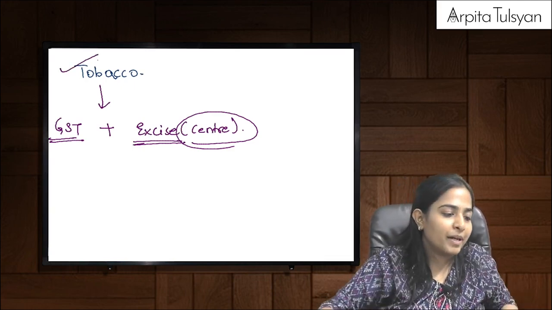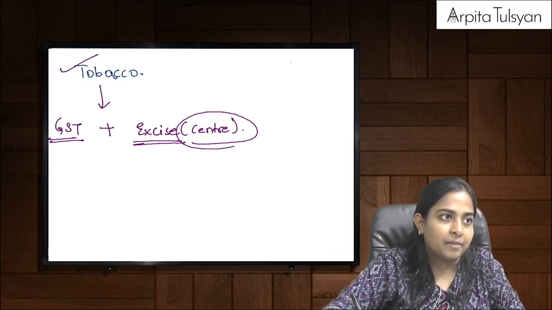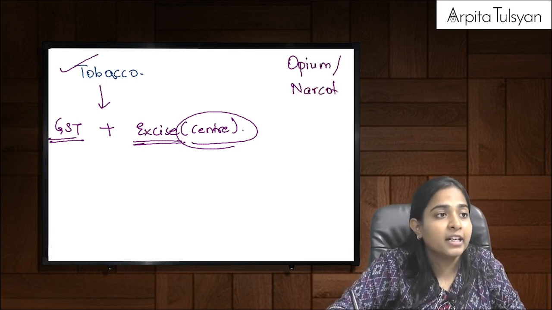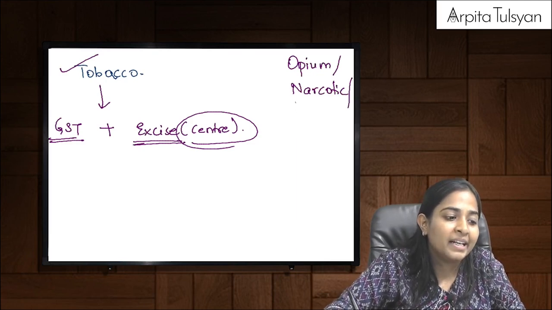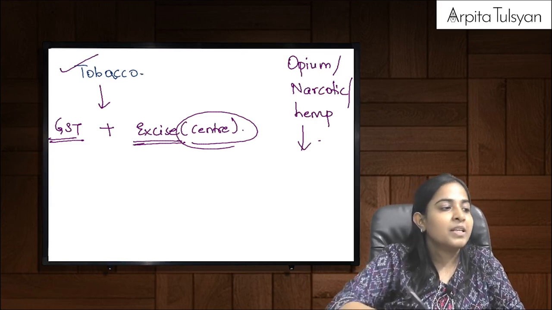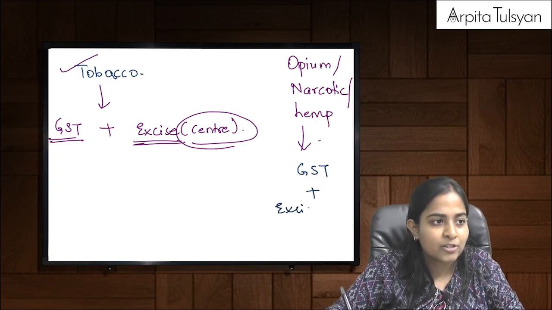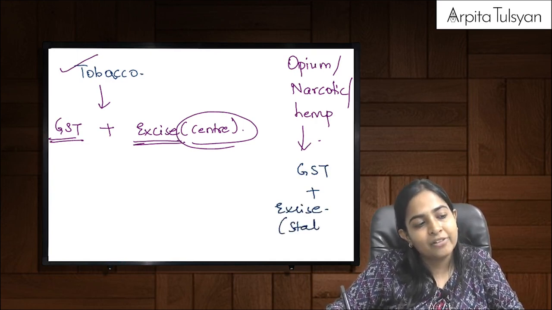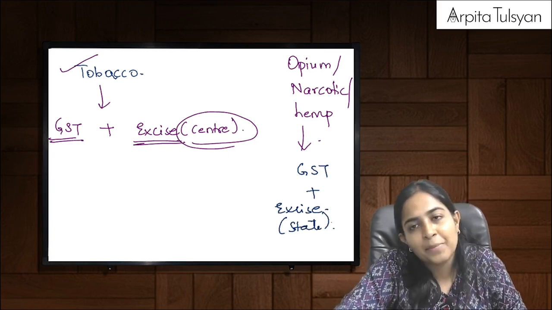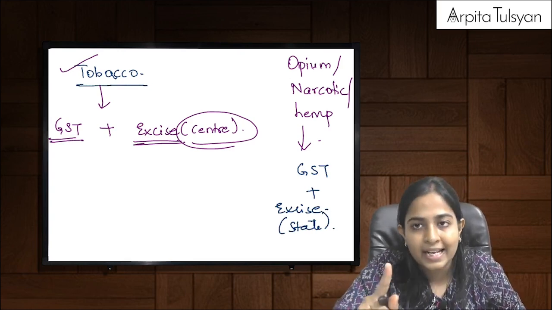This is double punishment. Similarly, when we talk about some drugs like opium, narcotic drugs, other narcotic drugs, or Indian hemp, again, these are your demerit products, right? So on this also, GST is applicable and excise is also applicable, but this excise will be levied by the state. Are you clear with this? Again, because this is a demerit product. So on both the demerit products, excise as well as GST, both are applicable.